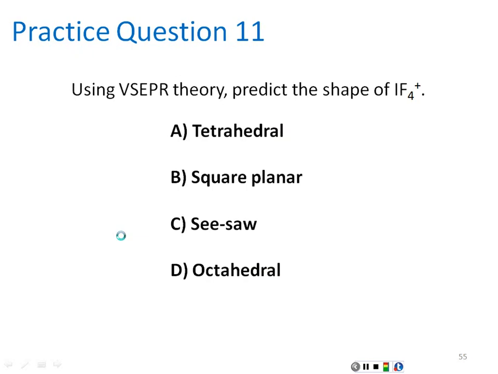Okay, on to question 11. Using VSEPR theory, predict the shape of IF4 plus. And remember, this is an example of an expanded valence shell. We talked about this molecule previously in question number 6. We drew the Lewis structure. Draw it out again, just real quickly.